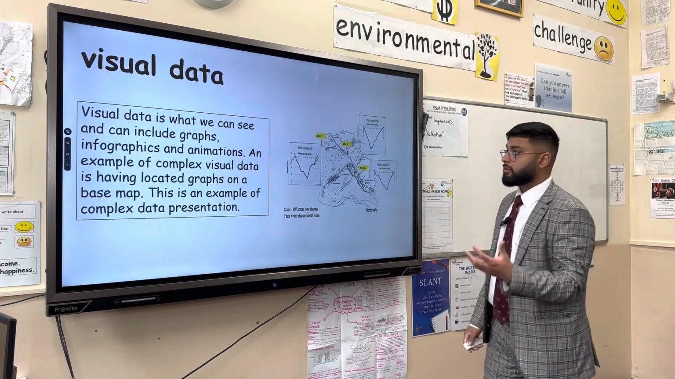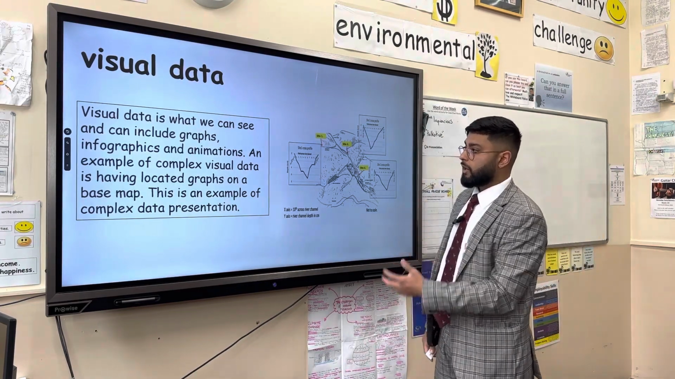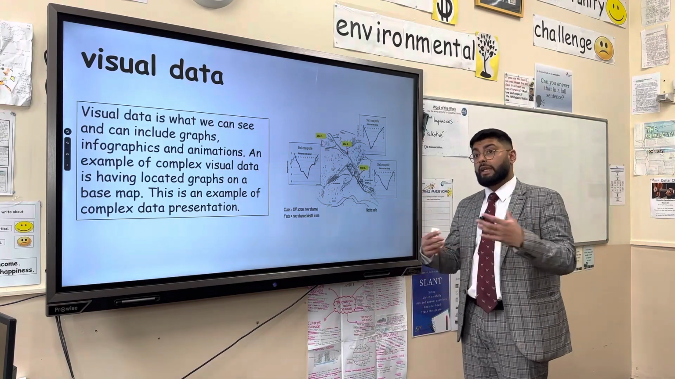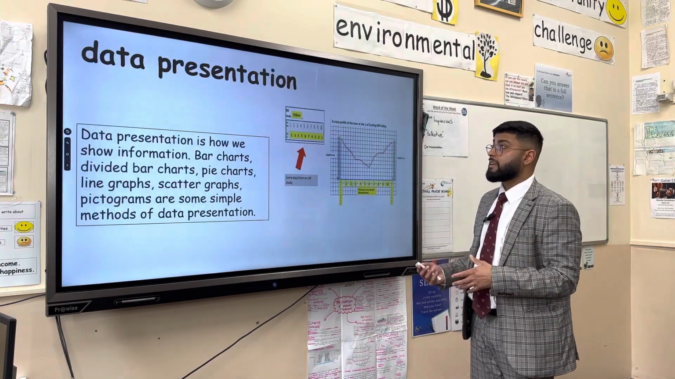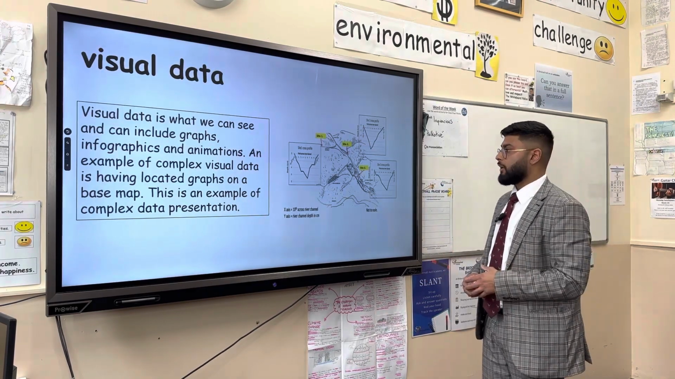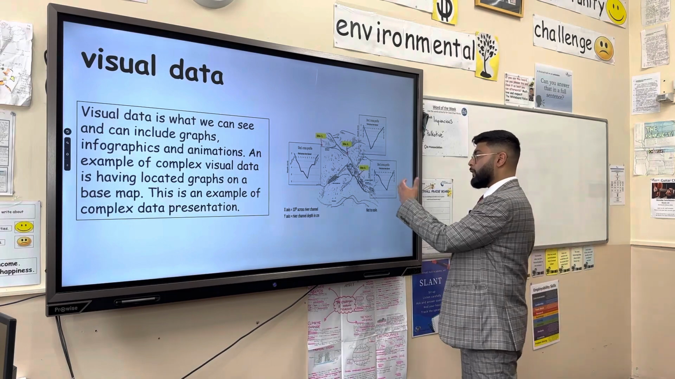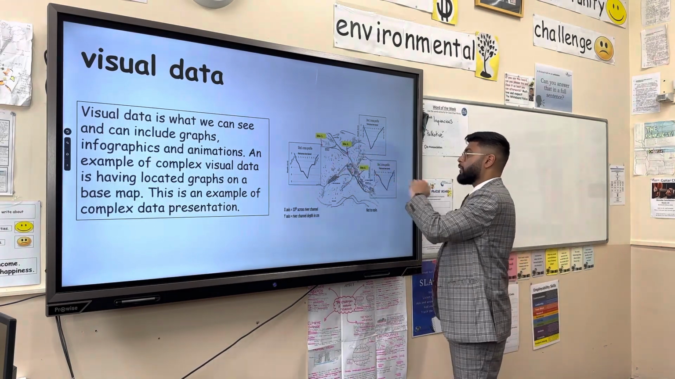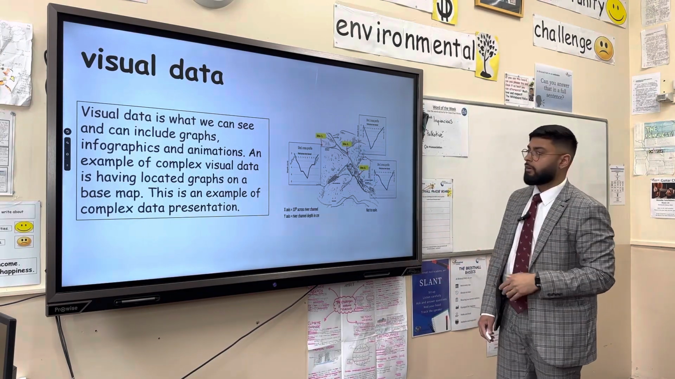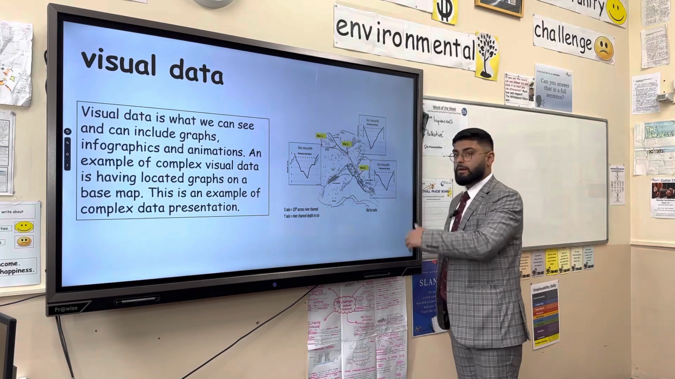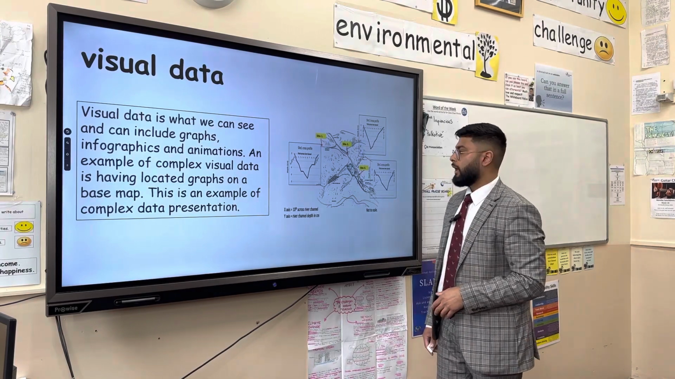Visual data. So visual data is what we can see, where we can include graphs, infographics, and animations. So it's usually a combination of data presentation methods, also with some pictures, or sometimes it is located on a graph. So here we have our 3 cross profiles for Cardamel Valley, site 1 in the upper course and site 3 further downstream, but they have been located onto a map of the Longmynd or Cardamel Valley.